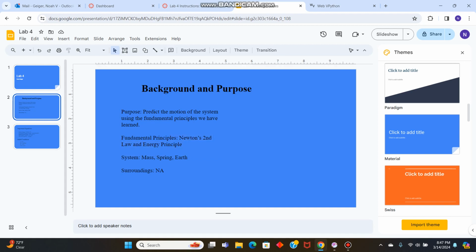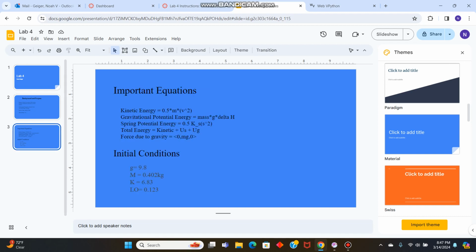Our system is going to be the mass, the spring, and the earth, and our surroundings are going to be nothing, because everything that affects it is in the system. Important equations, of course: we're going to have the kinetic, the gravitational, and the spring energies. We're going to have total energy, and of course the force due to gravity. That will be important. These right here are our initial conditions set by the lab, and these are what we're going to be following for the lab.